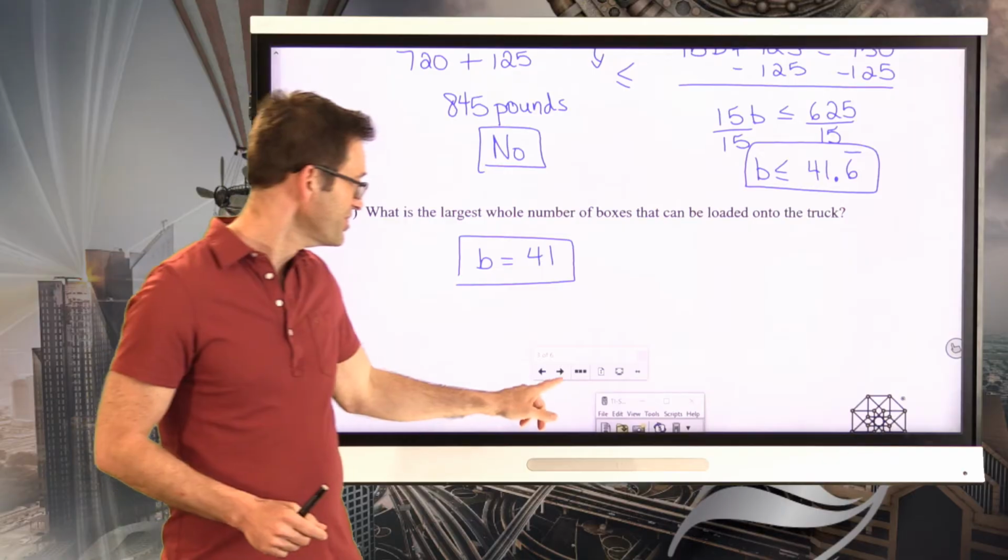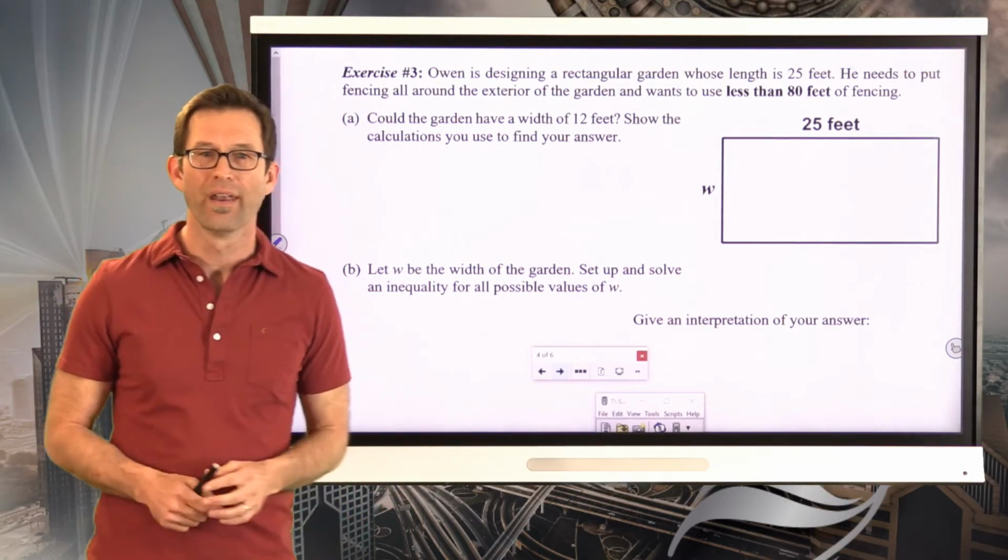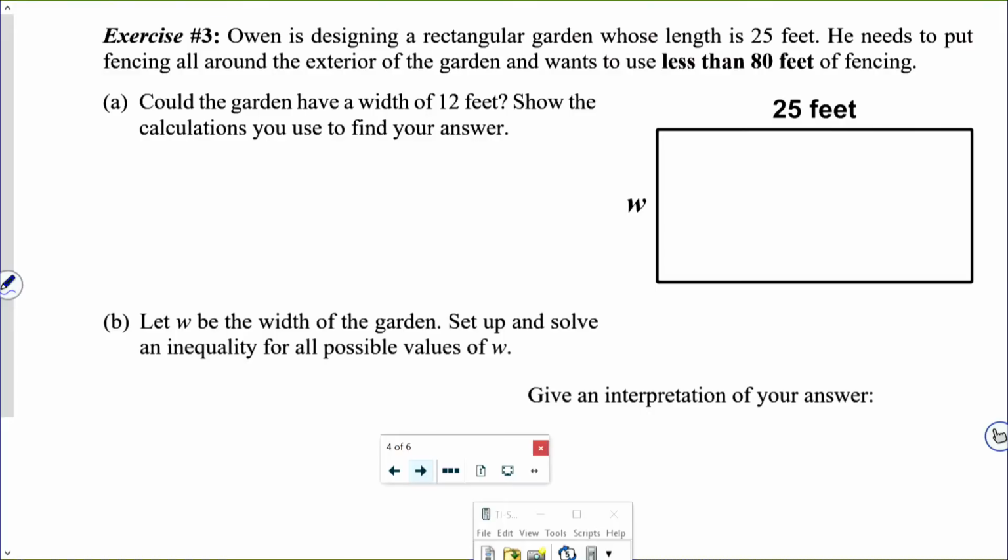All right, let's do another one. A little geometry going on now. Exercise number 3. Owen is designing a rectangular garden whose length is 25 feet. He needs to put fencing all around the exterior of the garden and wants to use less than 80 feet of fencing. All right, letter A: could the garden have a width of 12 feet? Show the calculations you used to find your answer.